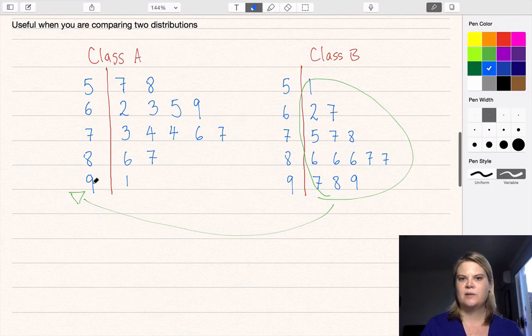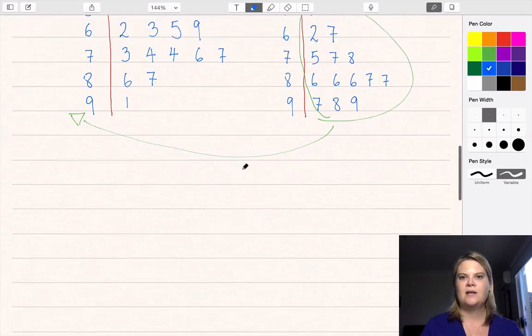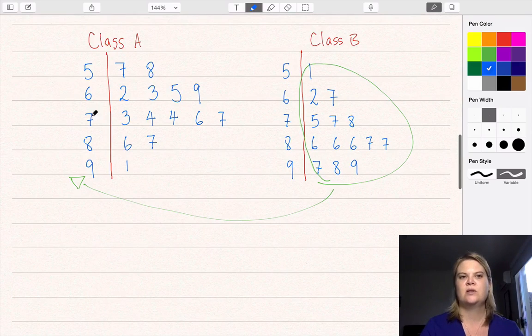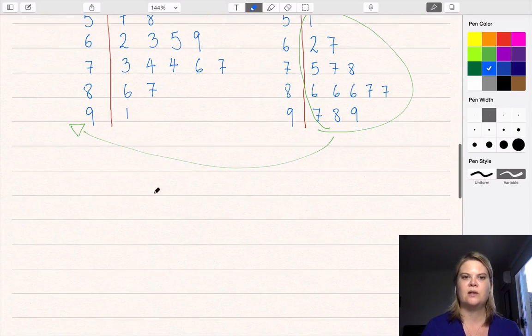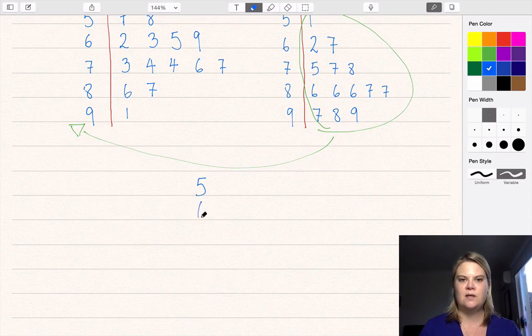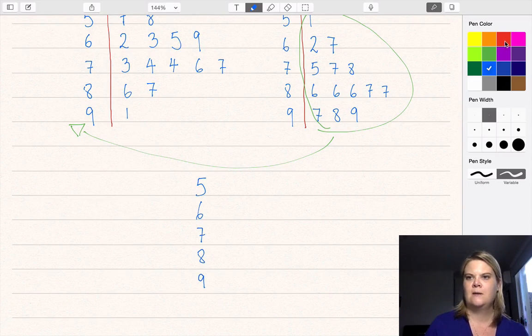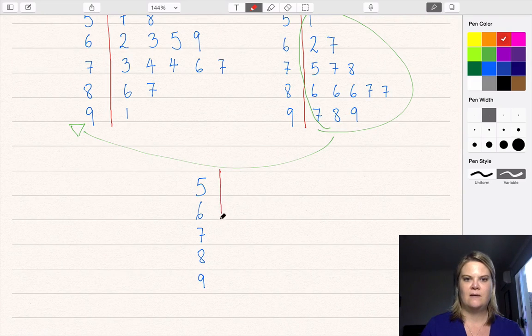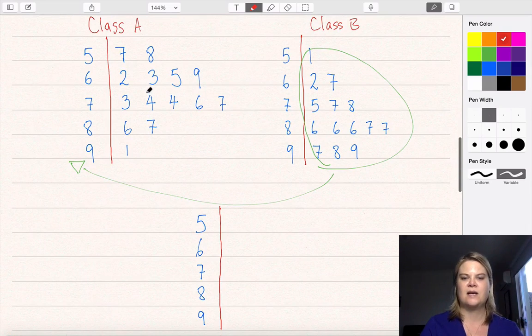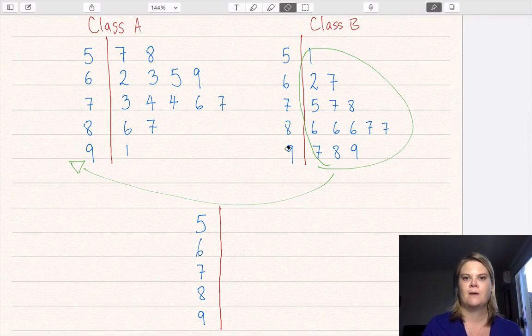Our stems will still be the same because both of these distributions have the same stem. If you had different stems for your two distributions, you would need to have the lowest number out of the two and the highest number for the stem both included. So this time I'm going to put my stem down the middle, and I will start with 50, 60, 70, 80 and 90. I draw my red line for this side because this side of the distribution for class A will look exactly the same.